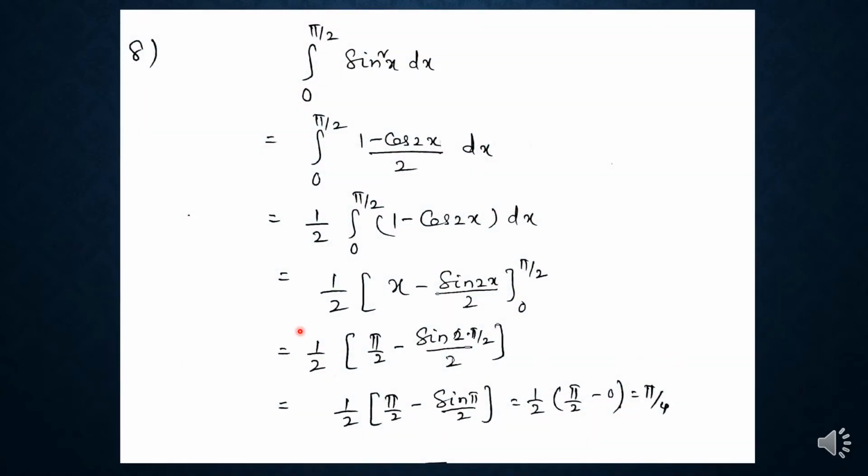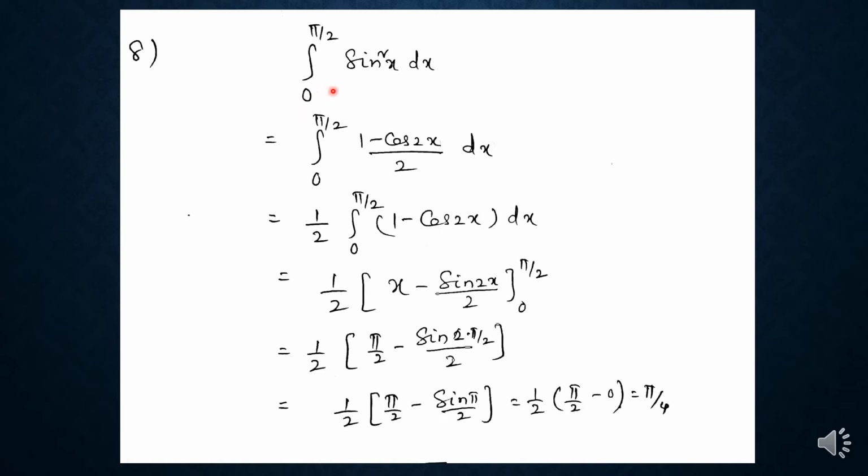Next problem. Evaluate the integral from 0 to pi by 2 of sine square x dx. In the standard formulas we have integral sin x dx and integral cos x dx, but we don't have a formula for integral sin square x dx or cos square x dx. So if we have sin square x and cos square x, we can write them in terms of cos 2x. Sin square x is equal to (1 minus cos 2x) by 2 and cos square x is equal to (1 plus cos 2x) by 2.